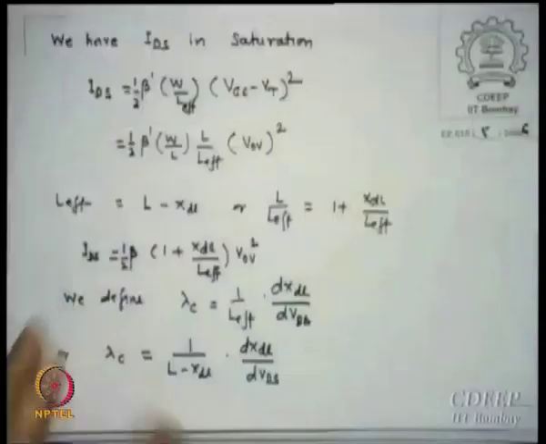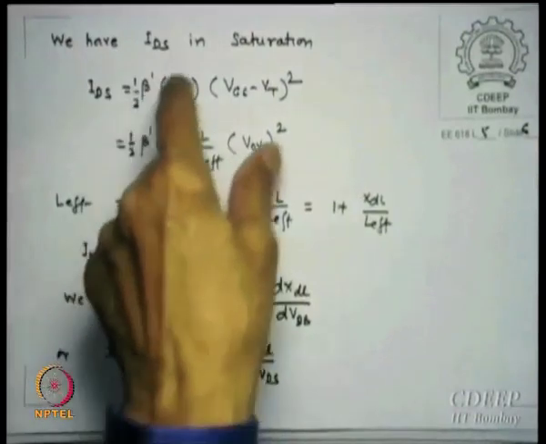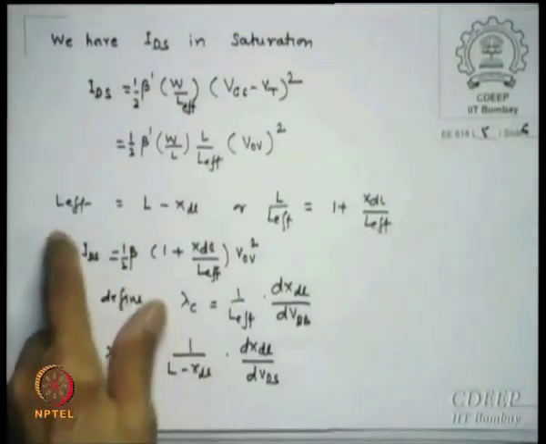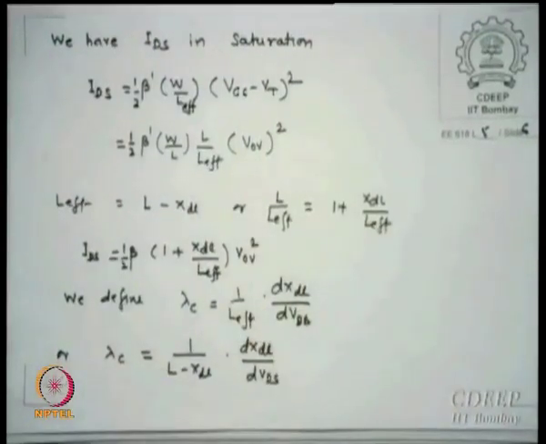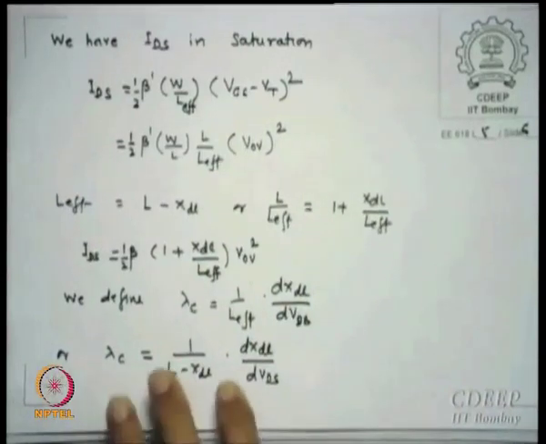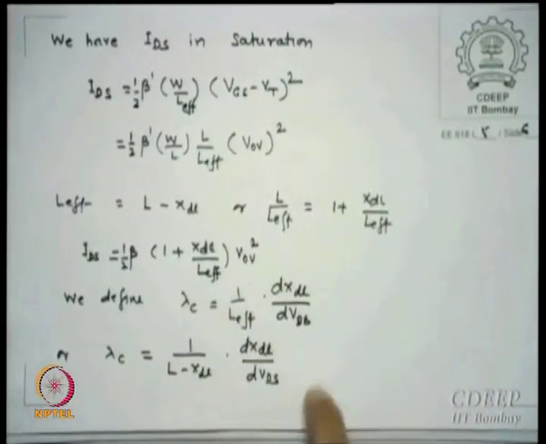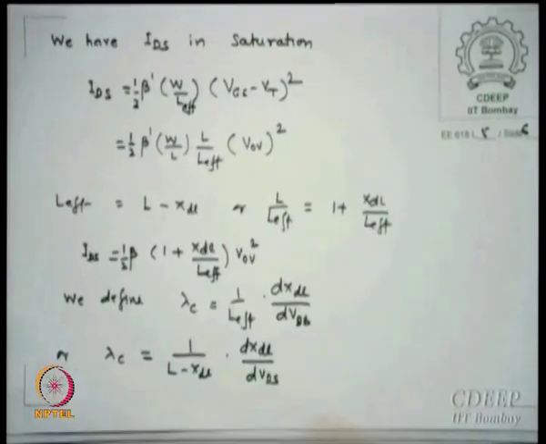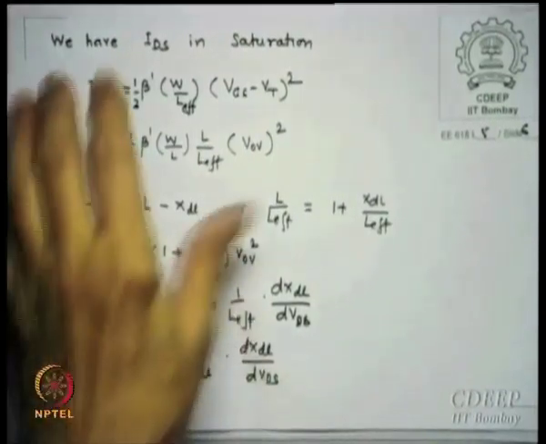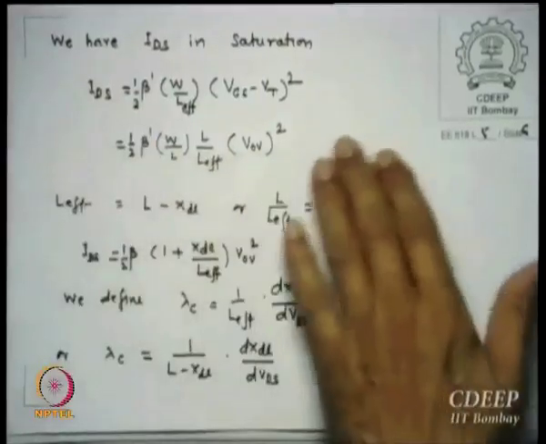So you look at the IDS characteristics once again, half beta dash W by L effective, this is what I said. So L effective is L minus XDL. If I modify this and substitute, I see this lambda C, which is something like this, is now a function of VDS through XDL and also a function through DXDL by DV. I don't want to expand all of it, though if you wish I can show you the kind of expression which I derived, which seems very funny. This is the expression, just note down. These are nothing great. This is IDS, some original expression.